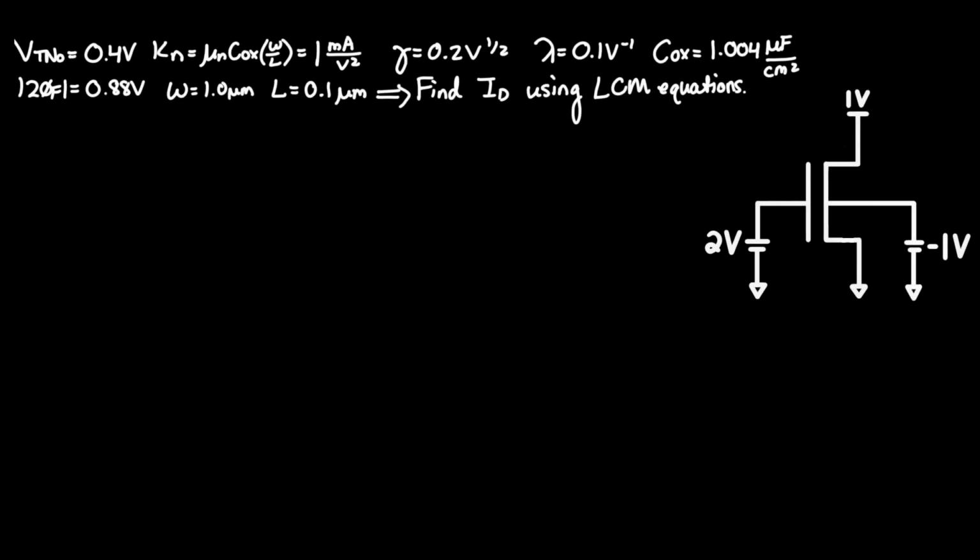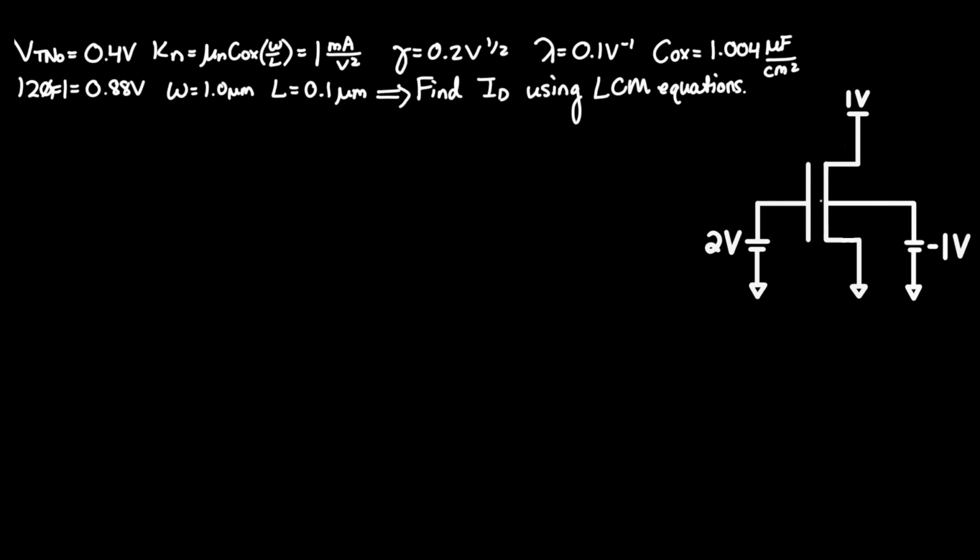Find the current ID using LCM equations of this NMOS transistor, given the following parameters. Threshold voltage equals 0.4 volts, transconductance parameter Kn equals 1 milliamp per volt squared, bulk threshold equals 0.2 volts to the 1/2, the MOSFET device parameter equals 0.1 volts to the -1, oxide capacitance equals 1.004 microfarad per centimeter squared, surface potential equals 0.88 volts, width equals 1 micrometer, and length equals 0.1 micrometers.